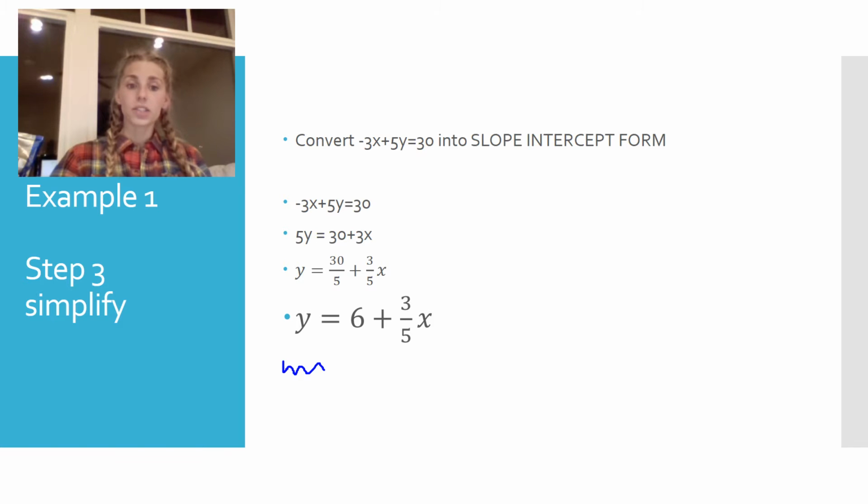That's our final answer. We know that this is in slope-intercept form because the y is isolated and everything else on the right-hand side is simplified. Okay? That's how we do it.